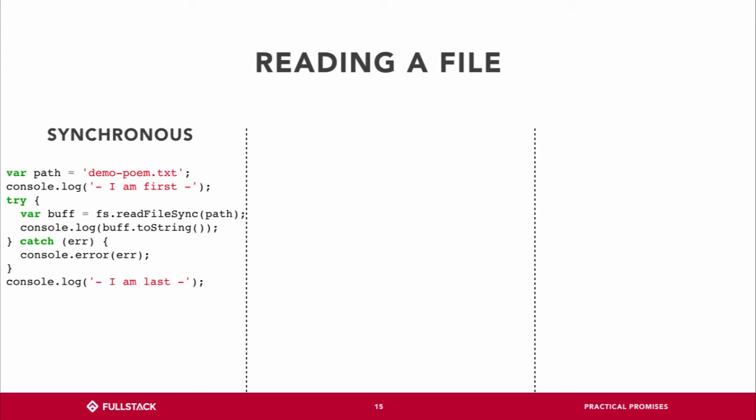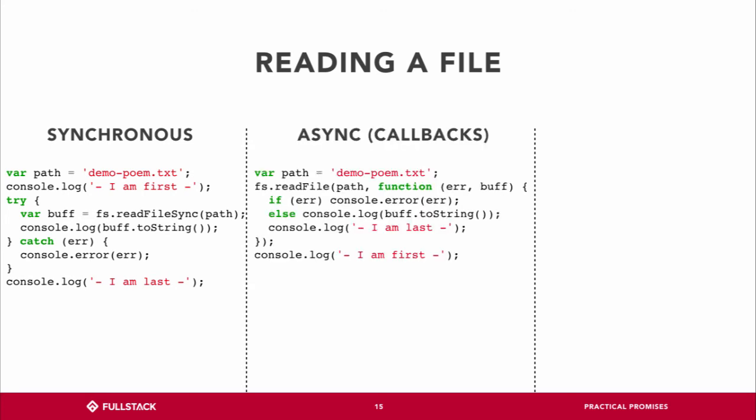But you can see in this case, the reason why this is in a try-catch block is that if there's a problem reading the file, we want to be able to handle the error. Because this is in fact synchronous, you're going to get first, and then either you're going to get the file written out, or you're going to get an error, and then you're going to get console.log last.